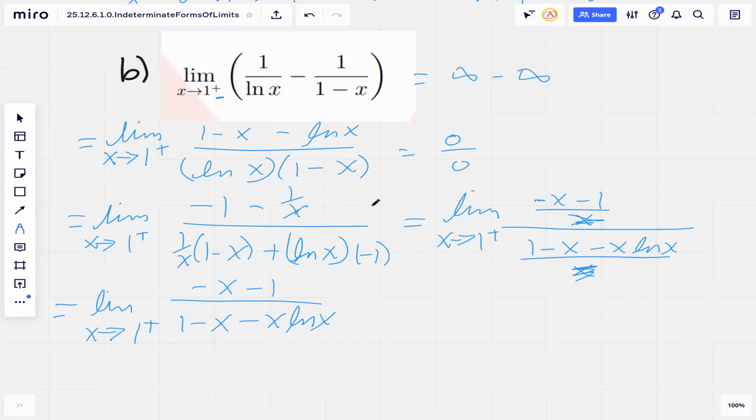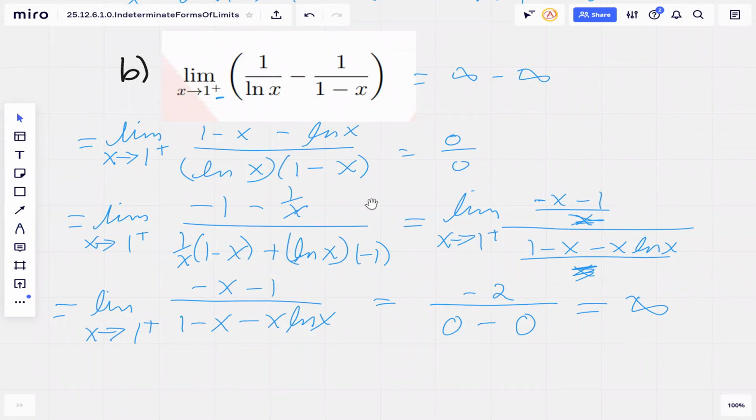Well, let's see. So in the numerator, now let's take the limit. So as x approaches 1, our numerator becomes negative 2. In the denominator, we still end up with 0. So we don't have an indeterminate form now, but we do end up with infinity. So it definitely looks like as x approaches 1 from the positive side, we end up with an asymptote. So our limit is infinity in this case.